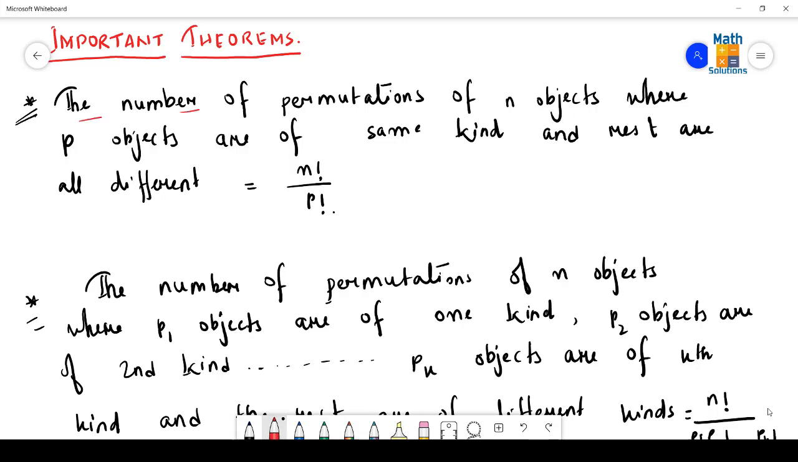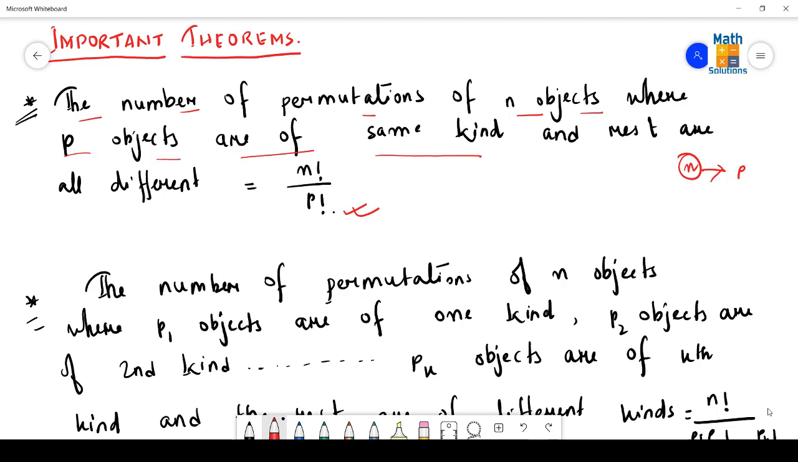The number of permutations of n objects where p objects are of same kind, that means in total we are having n number of objects, out of which we find that there are p number of objects which belong to the same category and the rest are all different. In that case the permutation will be n factorial divided by p factorial. So this is the first important theorem.